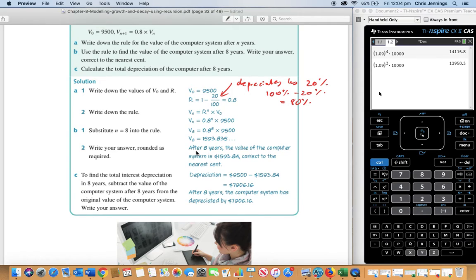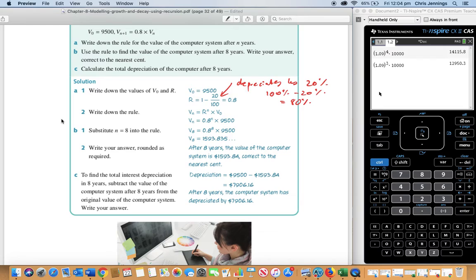You've done the hard work in A. Now B is the easy part. Just put an 8 there where you want the 8th year. Power of 8 times it by that gives you the value. See how it's going down in value because it's getting smaller and smaller and smaller. And the nearest cent, remember, 2 decimal places.